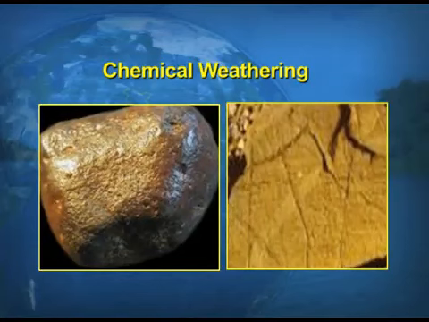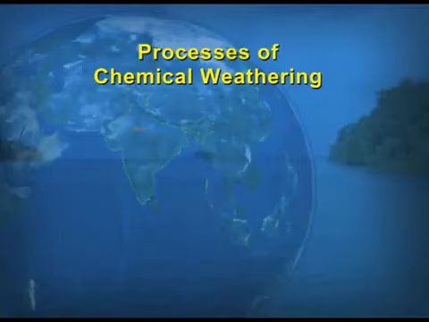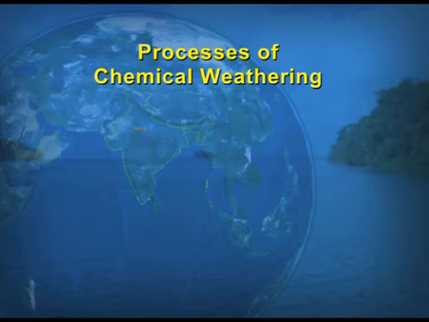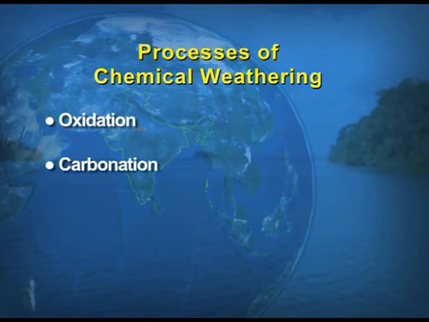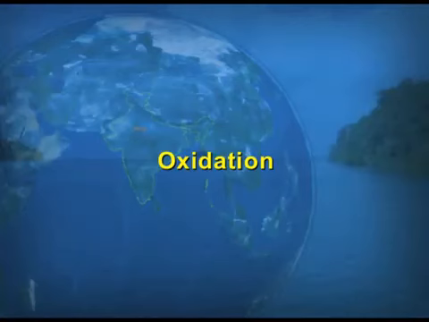Now, this visual shows you the pictures of chemical weathering, how the rocks look after chemical weathering takes place. Now, the processes of chemical weathering. There are four processes: one is oxidation, carbonation, hydration, and the fourth one is solution. We will be discussing all these four agents separately. First, we take up what is oxidation.